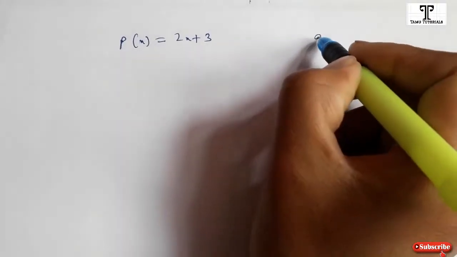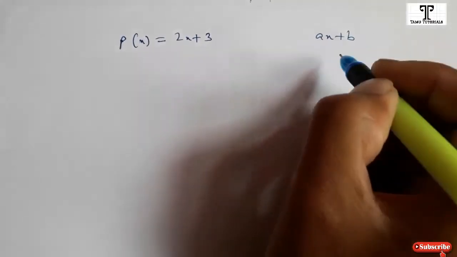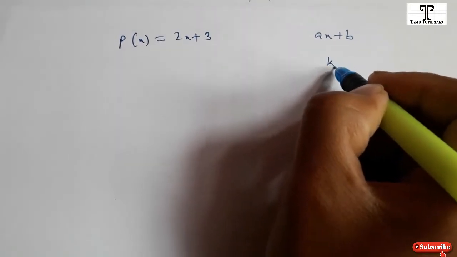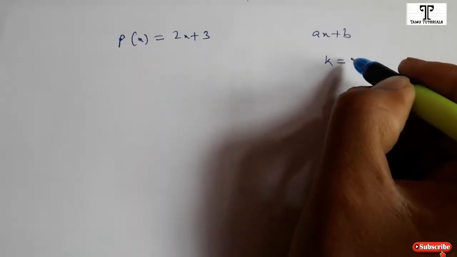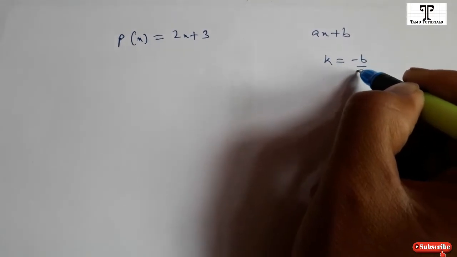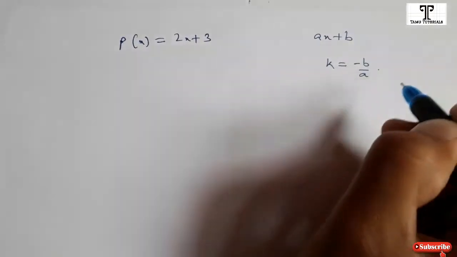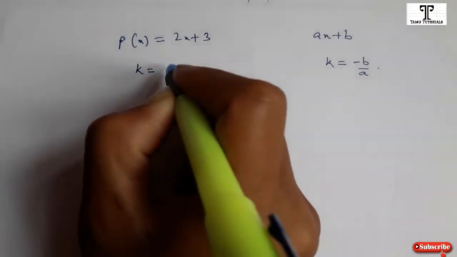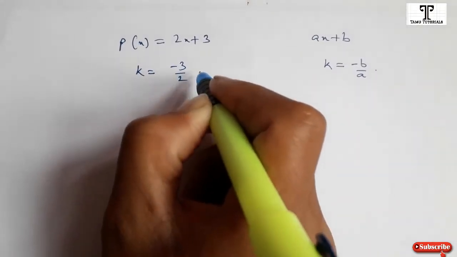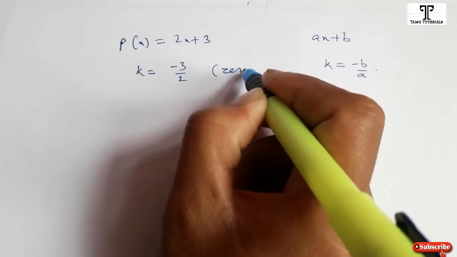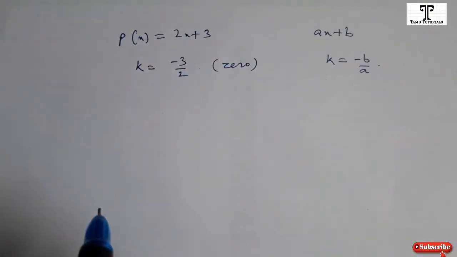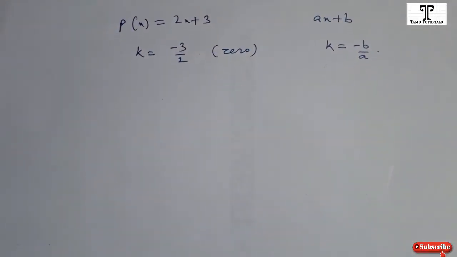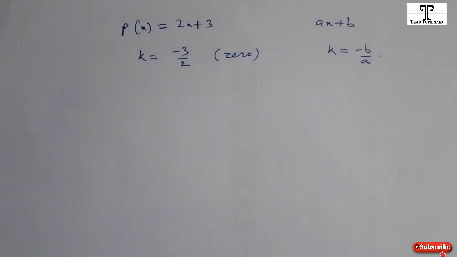So it is in the form ax plus b, so its zero will be equal to minus b by a, you know. So its zero is equal to minus 3 by 2. So this is the zero, we know. So let us see the geometrical meaning of this zero.